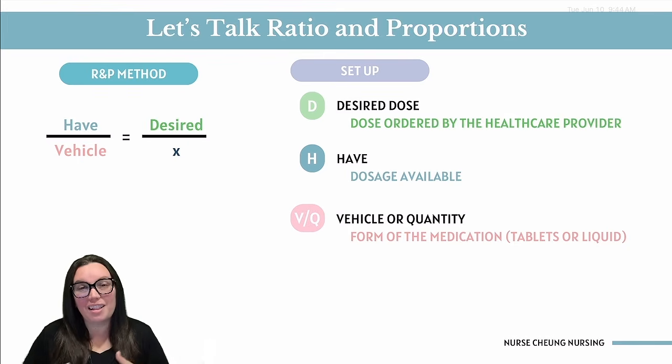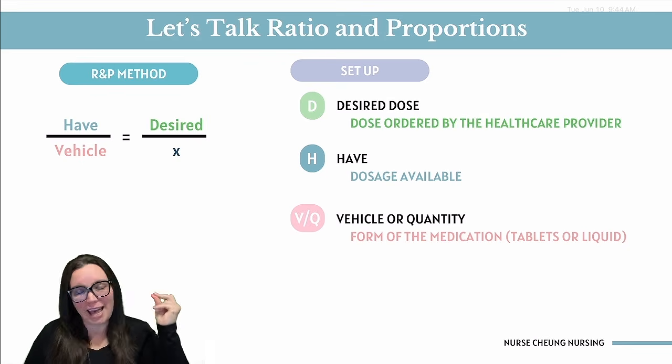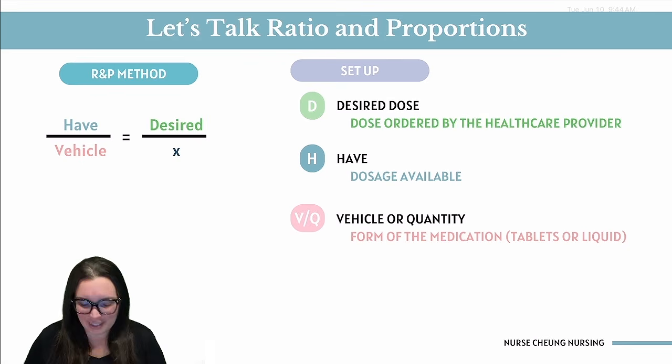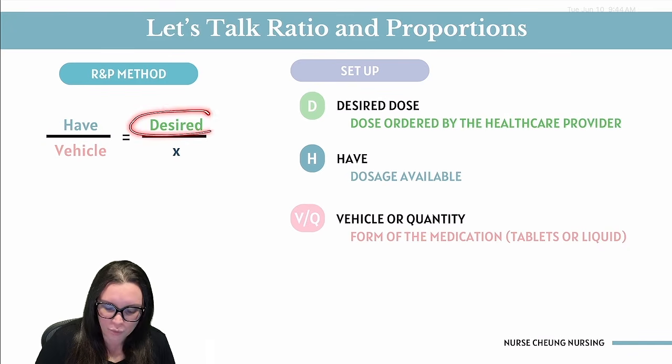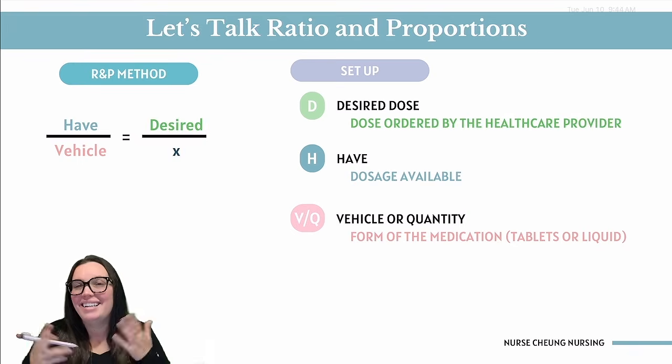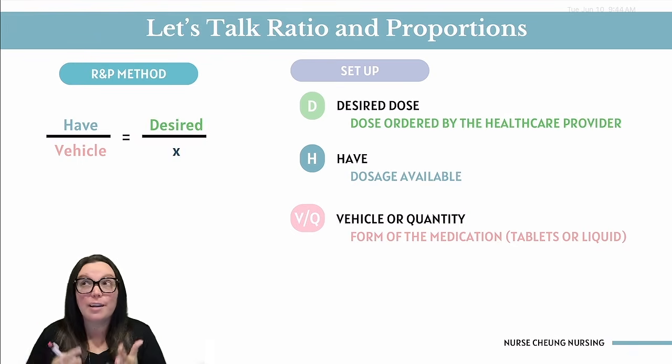So this is the formula I typically teach when it comes to the R&P method. Because I love fractions and I am a crisscross applesauce kind of gal, this is what I use. We have have over our vehicle is equal to what is desired over x. Now let's do some practice questions to help put all of this together.